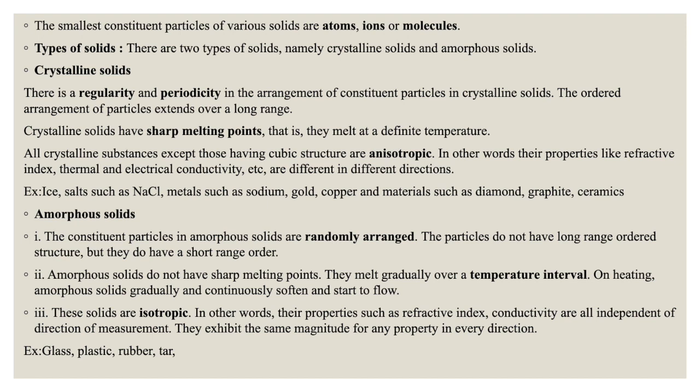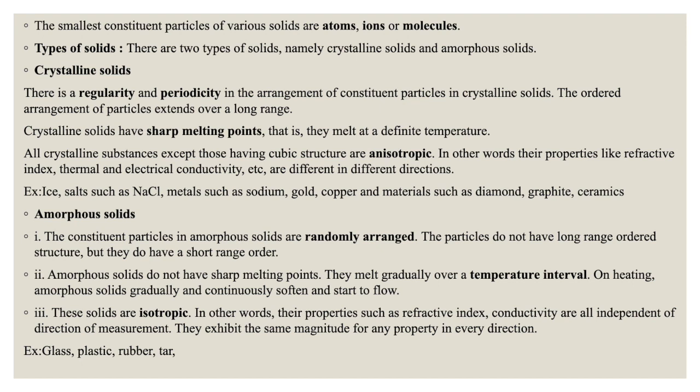So talking about crystalline solids, there is regularity, periodicity in the arrangement of constituent particles in crystalline solids. The ordered arrangement of particles extends over a long range. They have sharp melting points and sharp boiling points, plus they are anisotropic. For this, see my next slide. Examples can be taken as NaCl, gold, copper, materials such as diamond, graphite and ceramics.